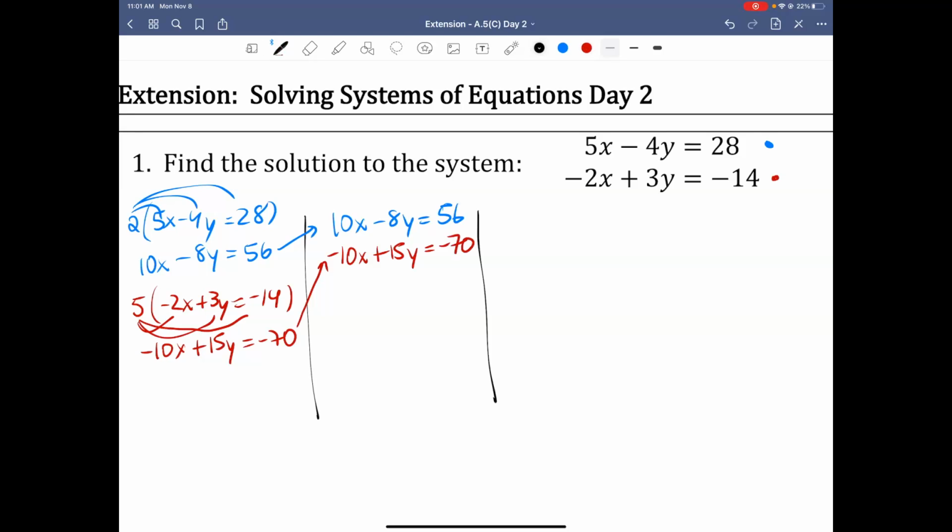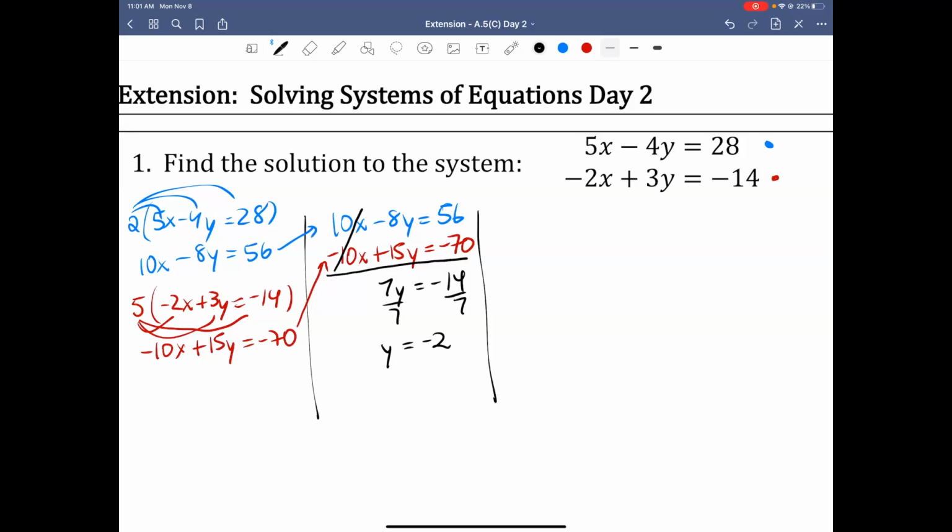What you'll notice now is that if we add these two equations in the second column, our x's are going to eliminate. Notice that we have a positive 10x and a negative 10x, and when we add these together, those are going to cancel out. For my y's, I have negative 8 plus a 15, which is going to be 7y, is equal to 56 plus negative 70, which will be negative 14. Notice that in order to solve for y, we would just divide both sides by 7, and so y is going to equal negative 2.